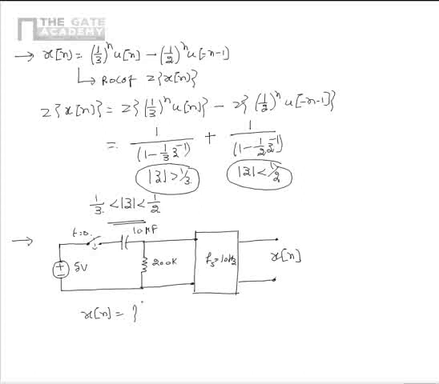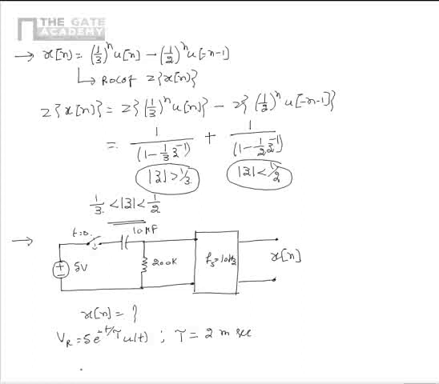From the given network, we see that the voltage drop across the 200k resistor can be given as VR equal to 5 into e power minus t by tau u of t, where tau is equal to R into C, that is equal to 2 milliseconds.